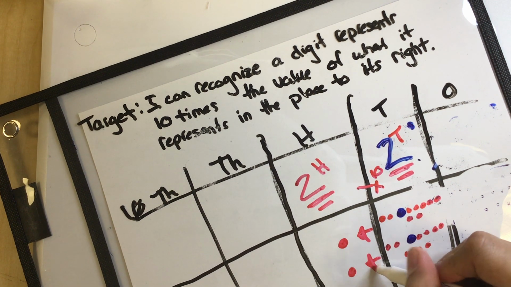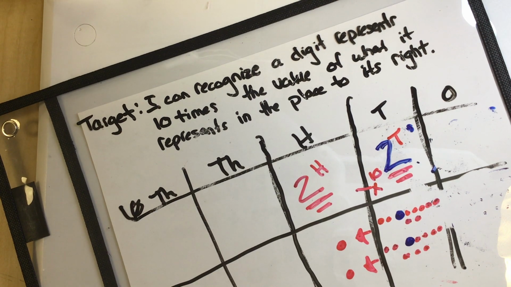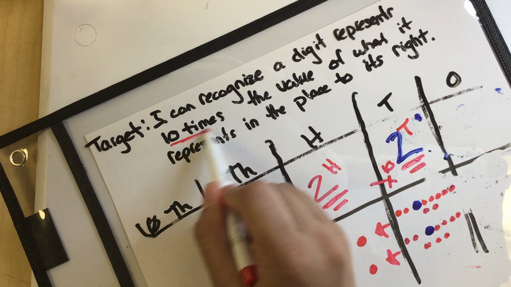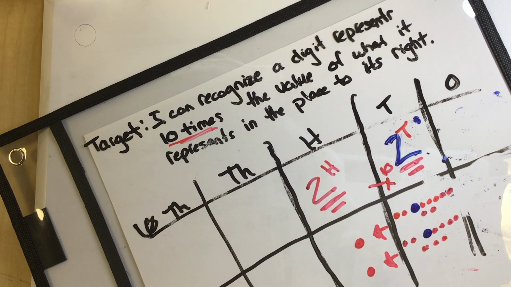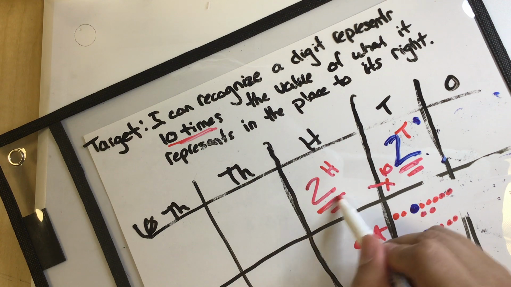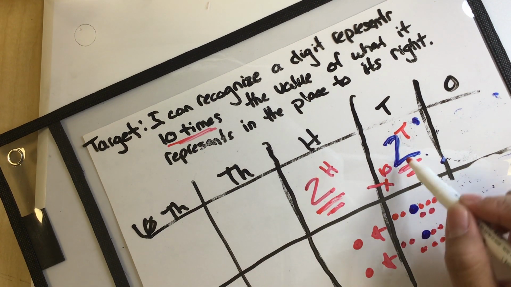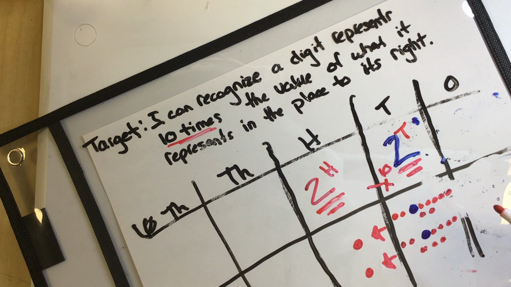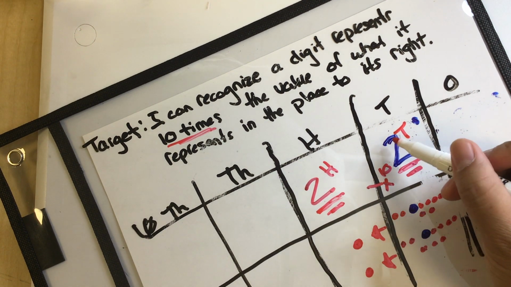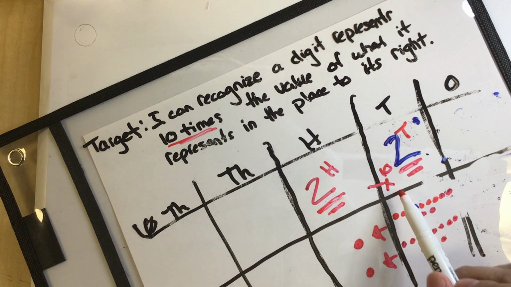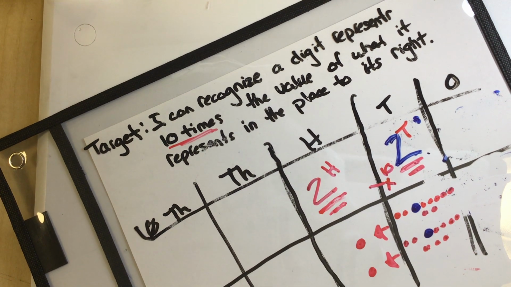Okay? So now we're just showing that the digit represents 10 times the value of what it is on the right. Our digit was 2. When we have 2 hundredths, that is 10 times the same digit on its right side. So if we start with 2 tenths, 2 tenths times 10 equals 2 hundredths. All right?